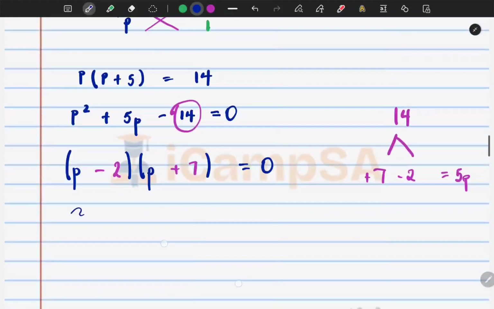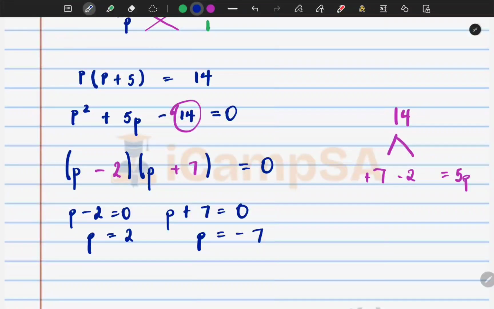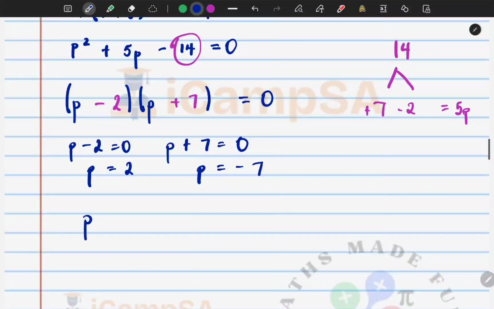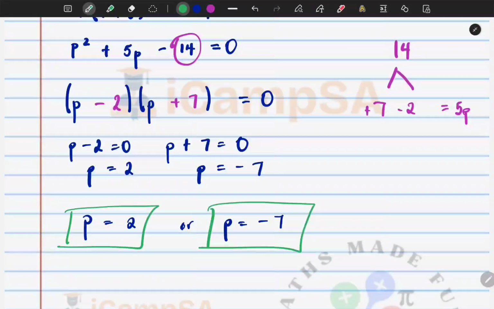And then from here we are going to say p minus 2 equals 0 and p plus 7 equals 0. So p is going to be equal to 2, or p is going to be equal to negative 7. So your final answer is p equals 2 or p equals negative 7. Those are your answers.